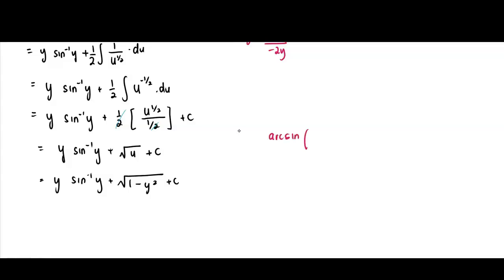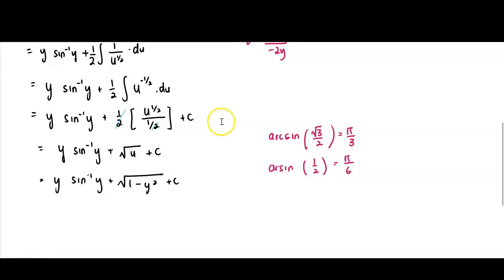Arcsin of root 3 over 2 is equivalent to pi over 3, and arcsin of half is equivalent to pi over 6. You can choose to remember this, or if you're going to use your calculator, you have to make sure that it is in the radian mode. I'm going to show you both.